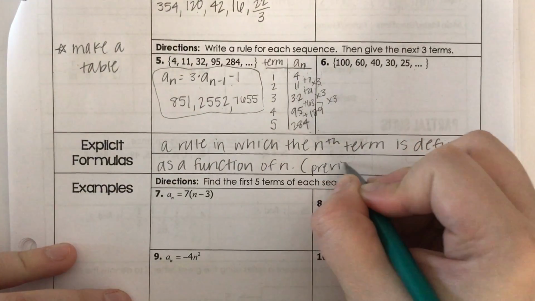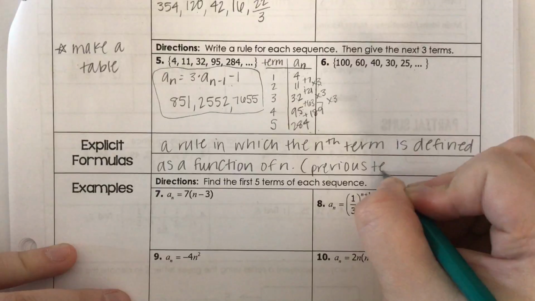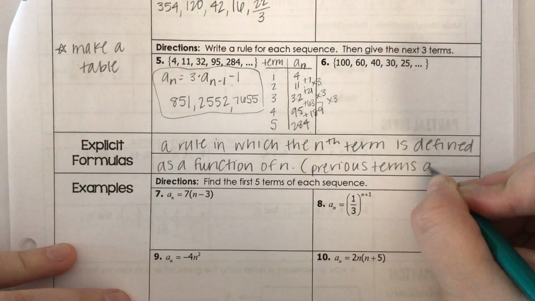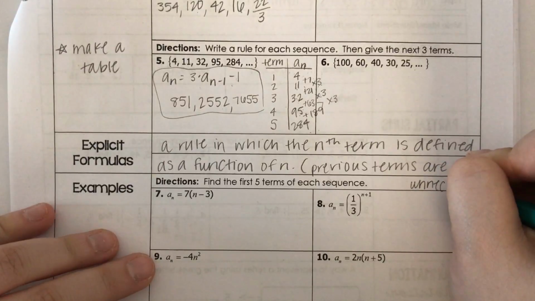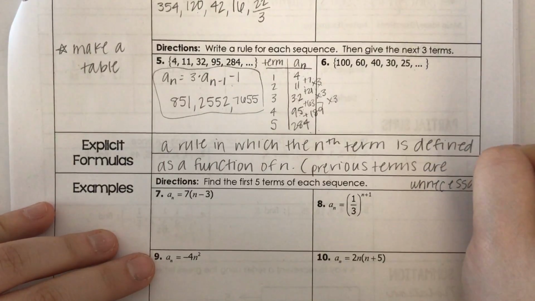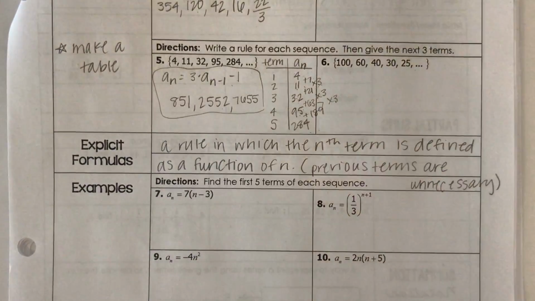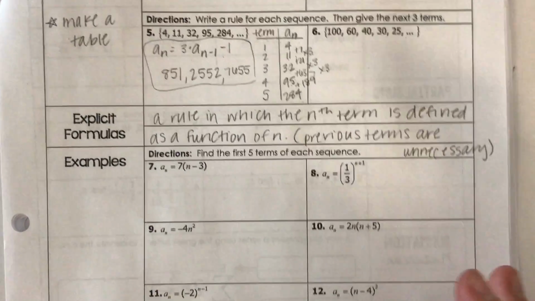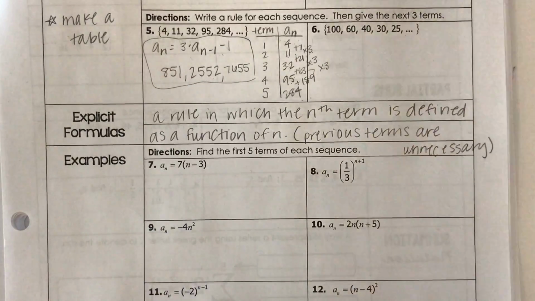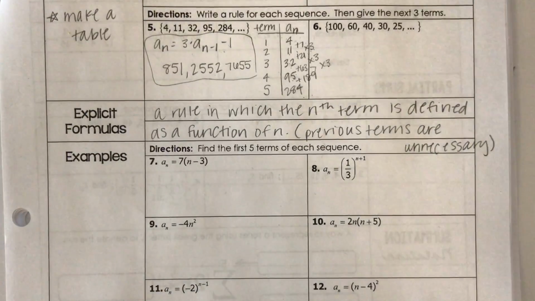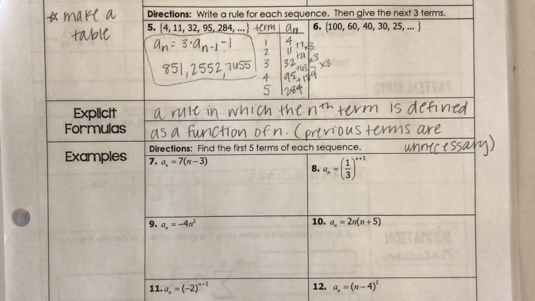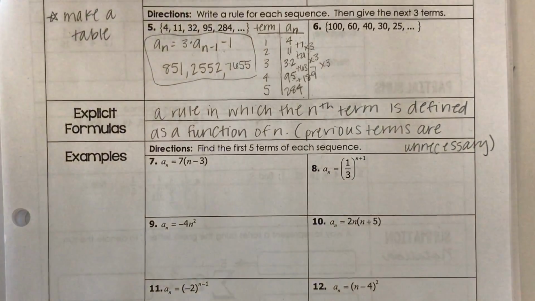Previous terms are unnecessary. I forgot how to spell unnecessary for a second. Okay, so we're not looking at the previous terms. We're strictly looking at n. We're just going to write a formula, well, we will later, to help us figure out the next three terms of a sequence, okay?